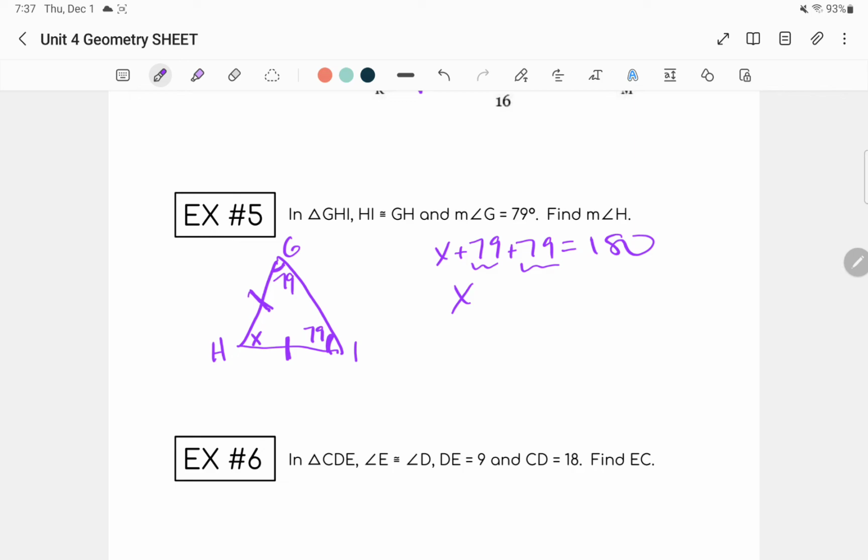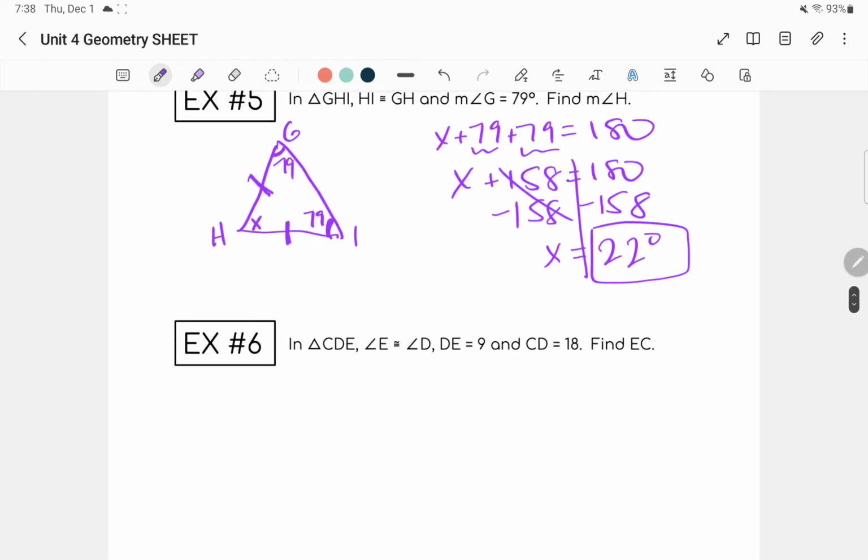79 plus 79, 80 plus 80 is 160. Come down 2, so 158. And then I just subtract 158 from 180. X is equal to 22. 22 degrees.